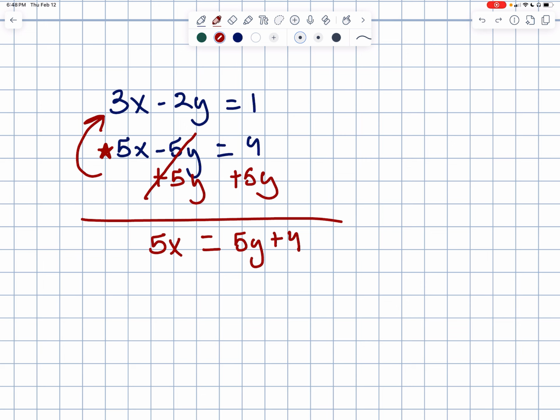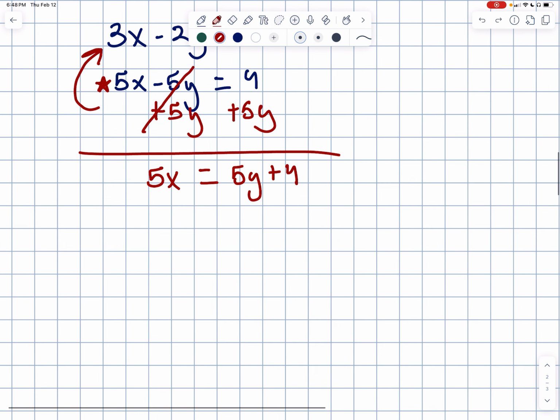I should have rewritten this down, but it's fine. Let's move on. It's okay because I have it color coordinated. I have colored it in blue. So we know that's our original equation. So we got 5x equals 5y plus 4.